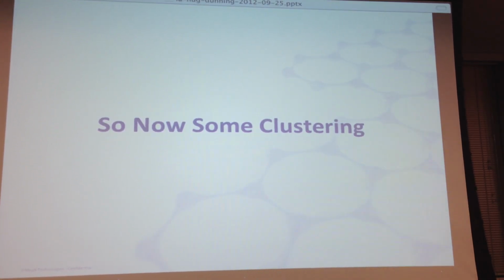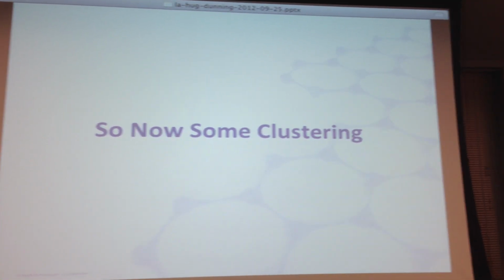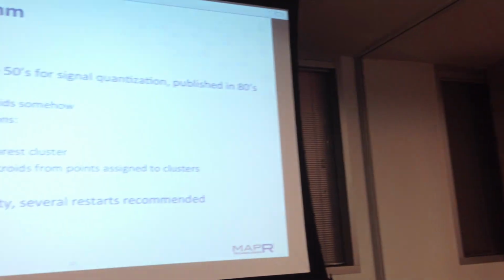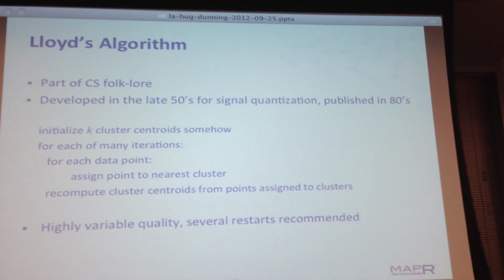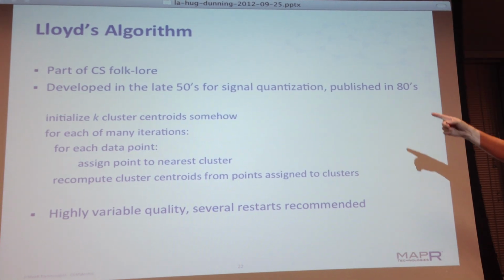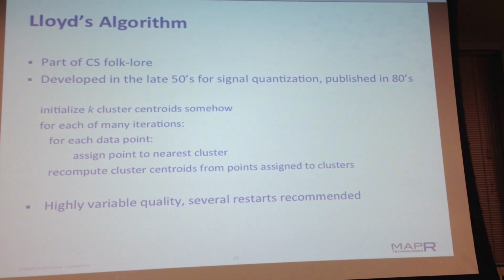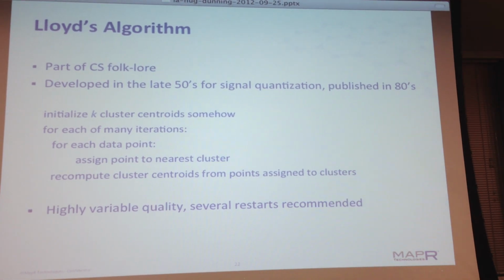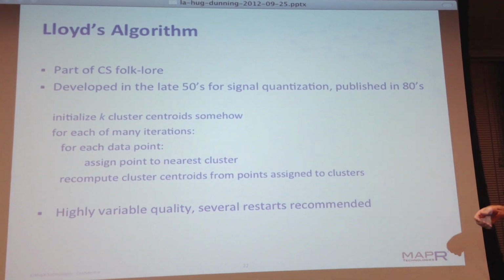And if you look at it, the classic algorithm for clustering is something called Lloyd's algorithm. It's now part of CS folklore. I mean, everybody knows this practically by heart, just from living around computers for a while. It was developed in the late 50s by a guy called Lloyd, a great coincidence there, but it wasn't even published until the late 80s, because everybody just kind of knew it from the grapevine.